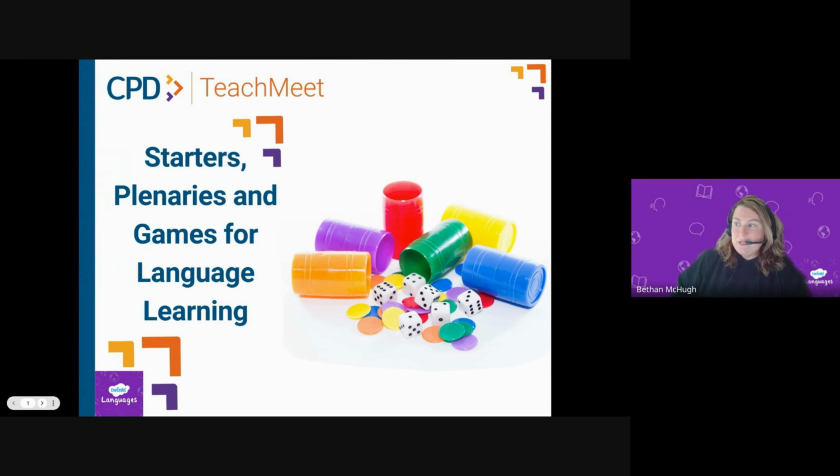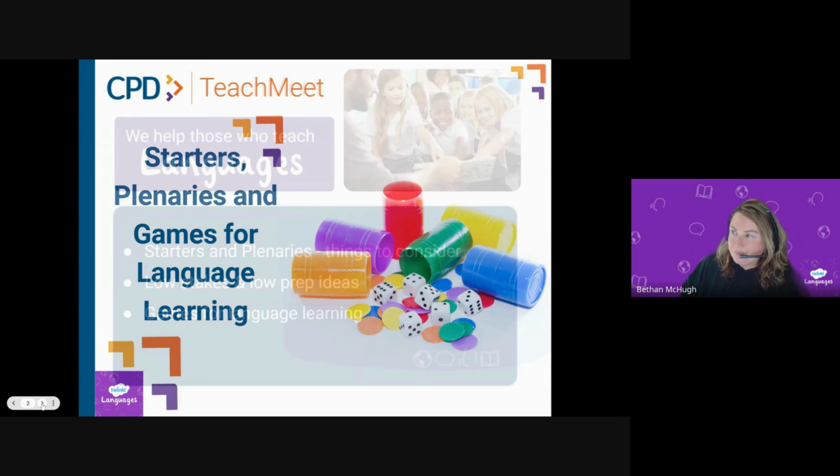So anyway, starters, plenaries and games for language learning. This is a really fun one. It's a topic that as soon as I started talking about it with the team, everybody had so many ideas, and we had to put a limit on it because there are so many different things that we do. But I've tried to concentrate on the sorts of things you can do without an awful lot of preparation. Generally it's quite straightforward to integrate these, and if you gather together a collection of props, you will be in a position to very quickly put together quality unplanned games as well, which is really helpful.